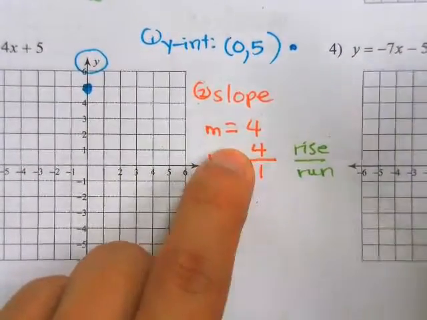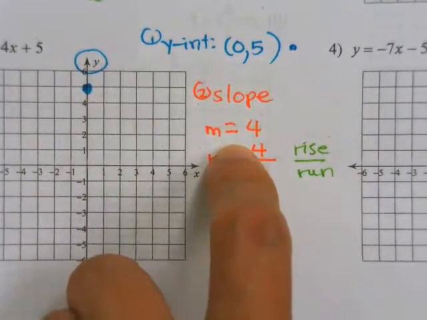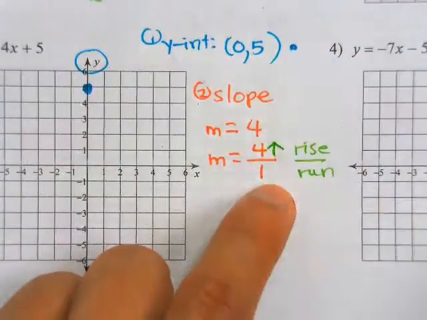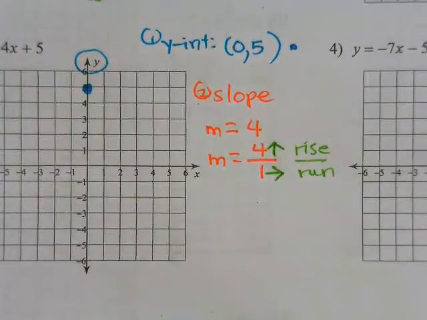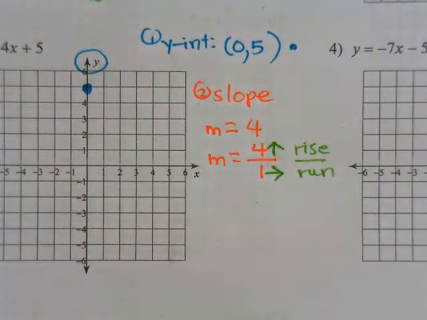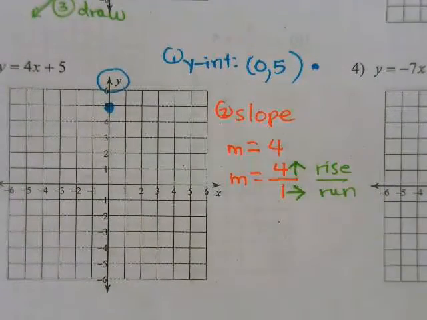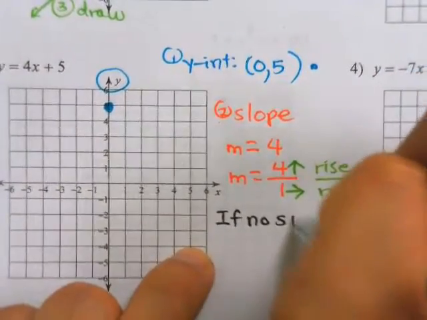It's positive 4, so should we go 4 down or 4 up? 4 up, 4 up, because it's positive. 4 up, and then 1 to the right, okay? Because that's what slope means. It's positive, we're going to go 4 up, 1 to the right. What's the problem, though, with number 3? We don't have space. We don't have space to do 4 up, 1 to the right.